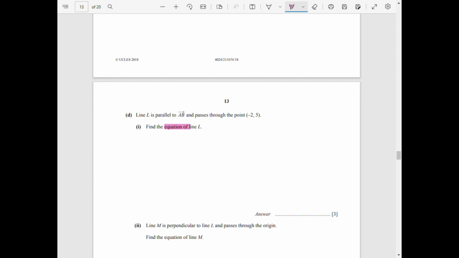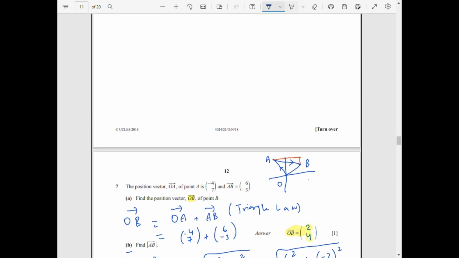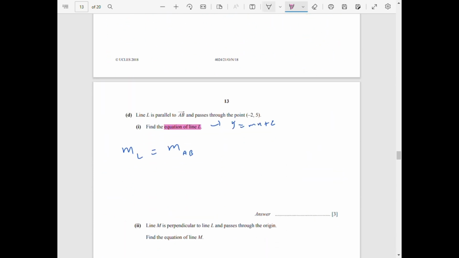To find the equation of any particular line, we are definitely going to use the standard form of a straight line. But first, for line L, the gradient of line L is equal to the gradient of line AB. So what was the gradient of line AB? If you remember, AB was provided in the question as the column vector 6, negative 3, so I can easily find my gradient using this formula.